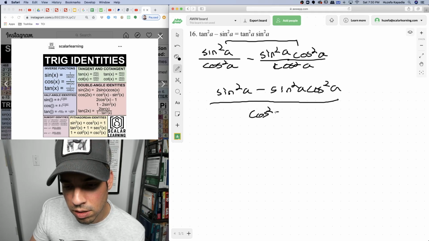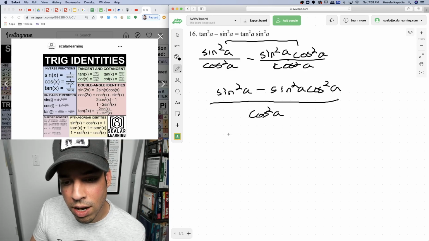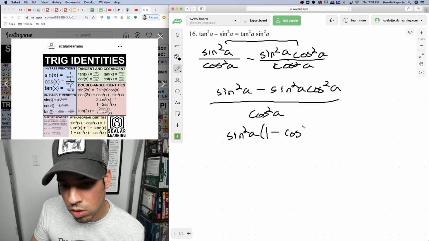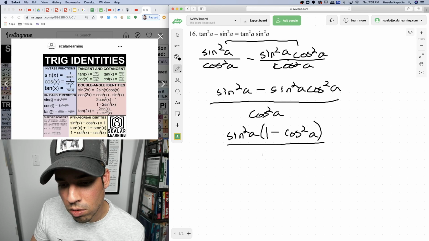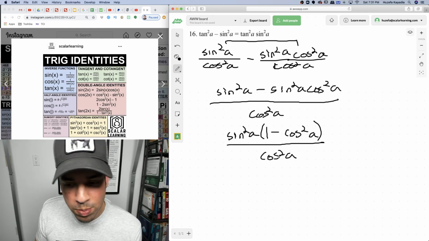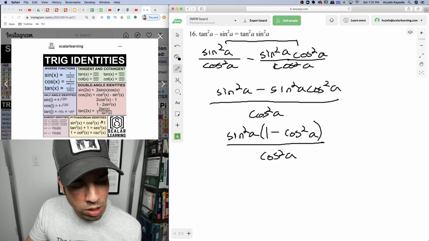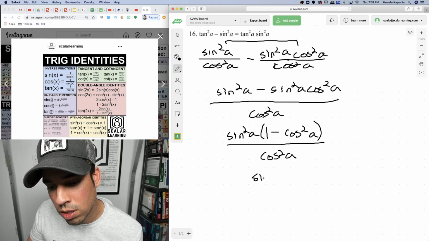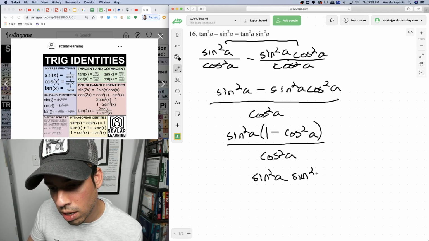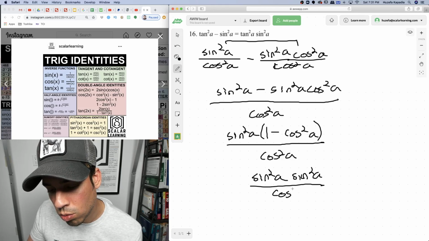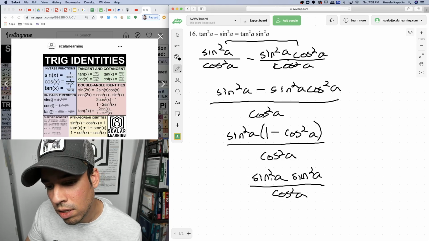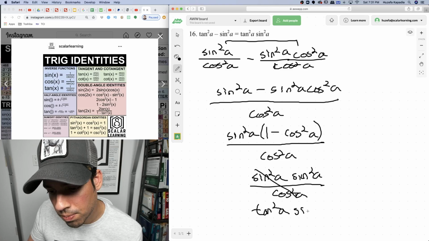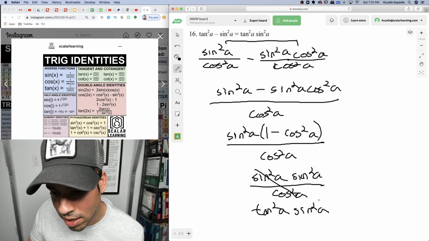Oops, I keep saying theta instead of alpha. Now I can factor out sine squared a, and I'll have a 1 in there minus a cosine squared over cosine squared. Again, that really famous Pythagorean identity, sine squared plus cosine squared equals 1, aka 1 minus cosine squared equals sine squared. So now this is really sine squared a over cosine squared a. And the nice thing about this is sine squared over cosine squared just turns into tangent squared a. And we have verified it, and we are done.